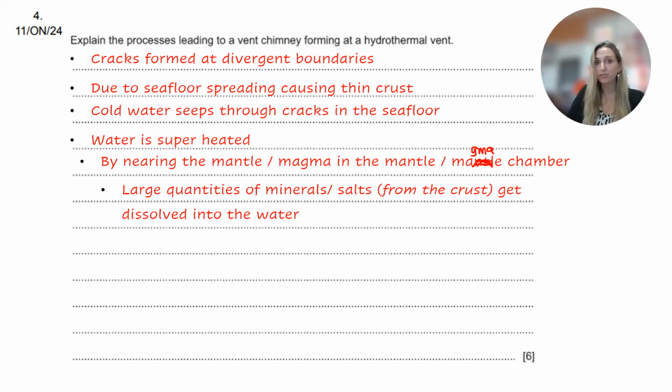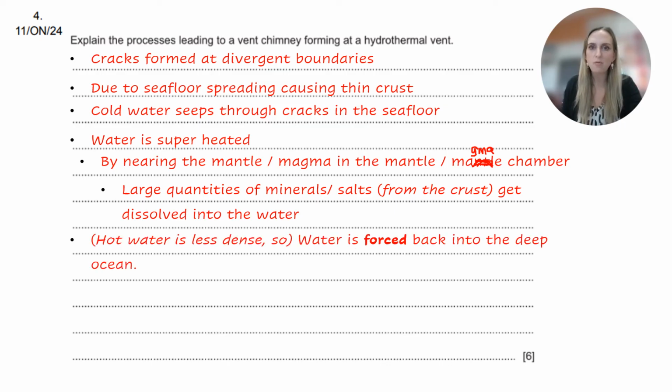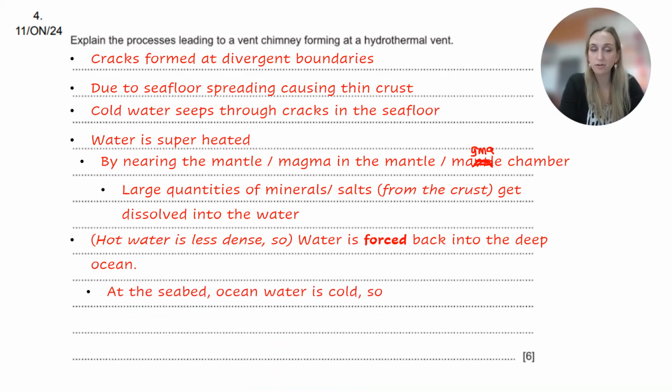Large quantities of minerals or salts from the crust get dissolved into the water. And this is the first time that I've seen this question have that type of phrase, like large quantities of minerals and salts. Do I know if you'll get marks if you don't put large quantities of minerals and salts? I don't know. It's not underlined, so it doesn't mean it absolutely has to be there. But minerals or salts getting dissolved from the crust because that water is so hot definitely needs to be there. Hot water is less dense, so the water is going to get forced back up into the deep ocean. And at the seabed, ocean water is cold.